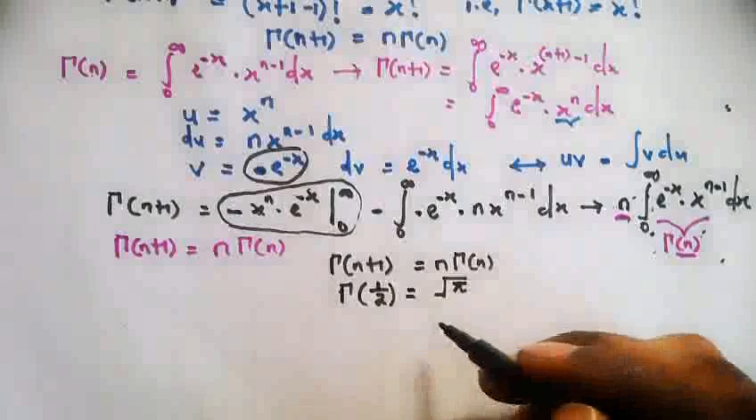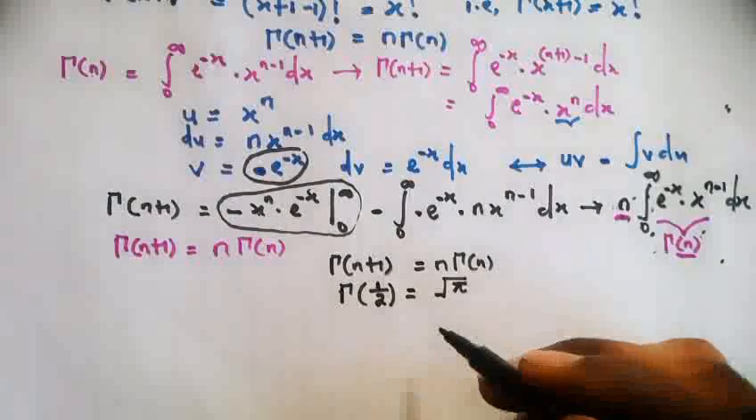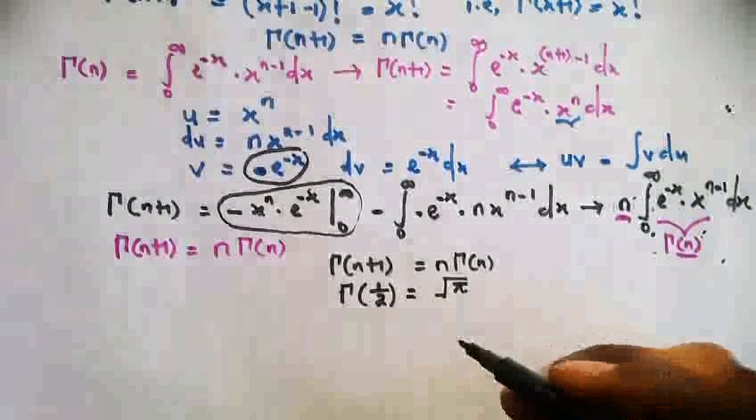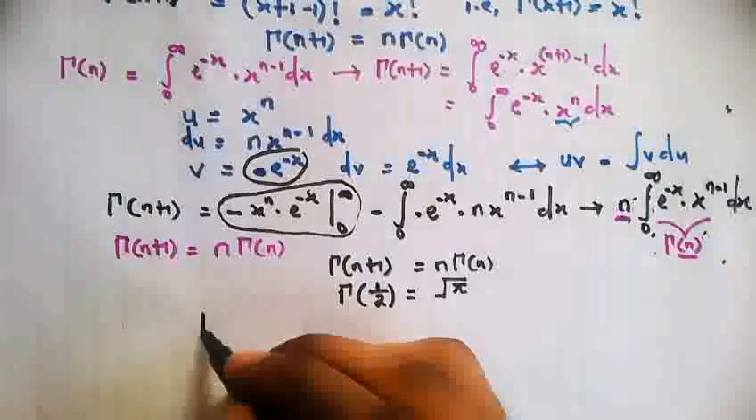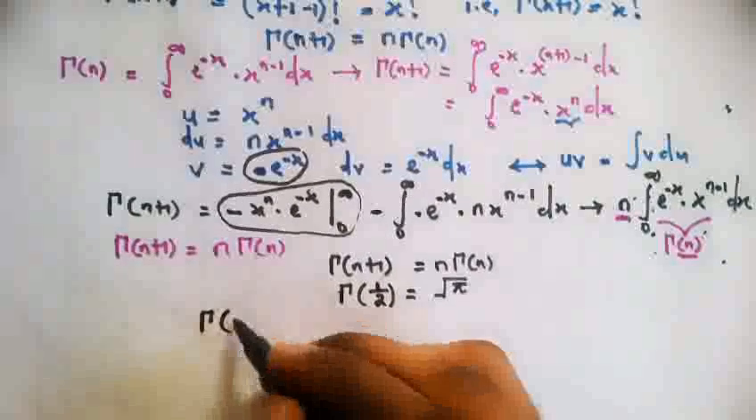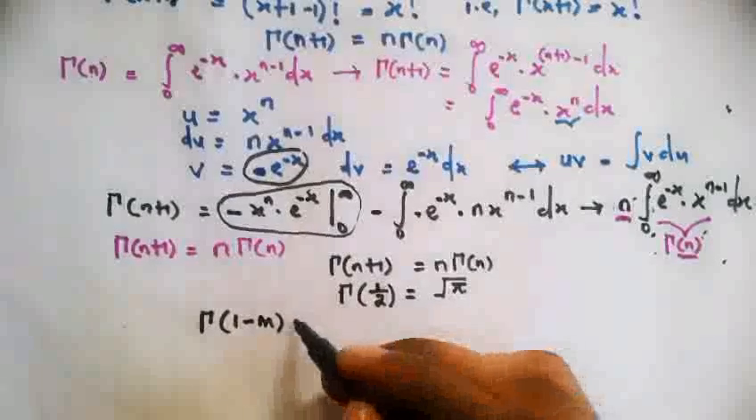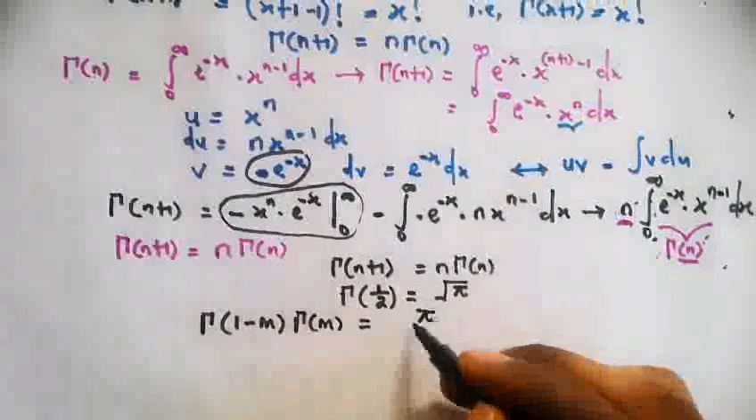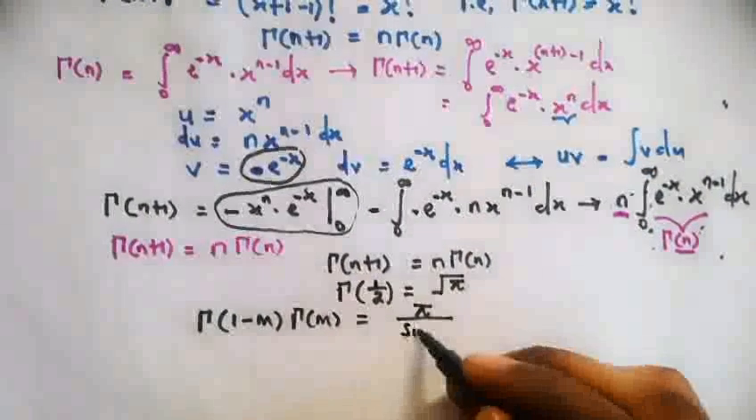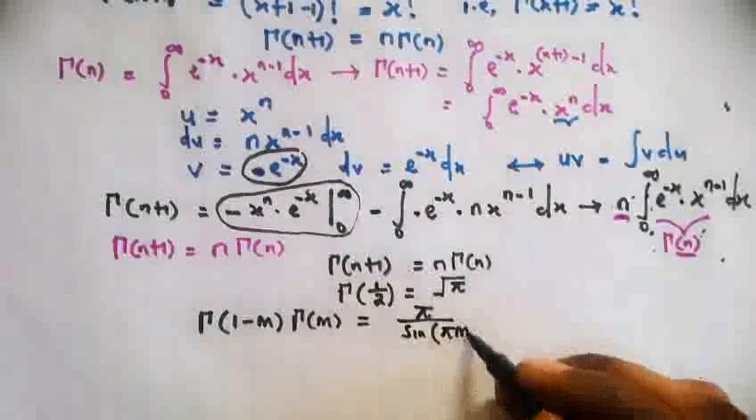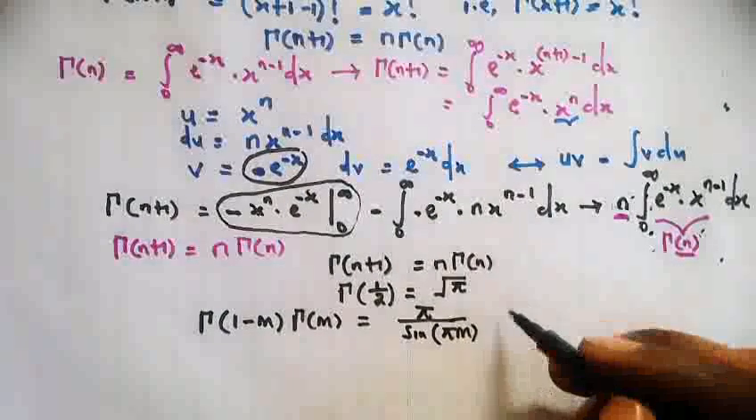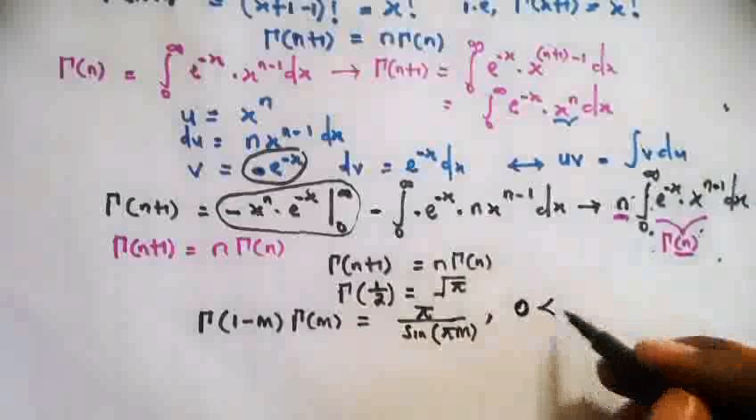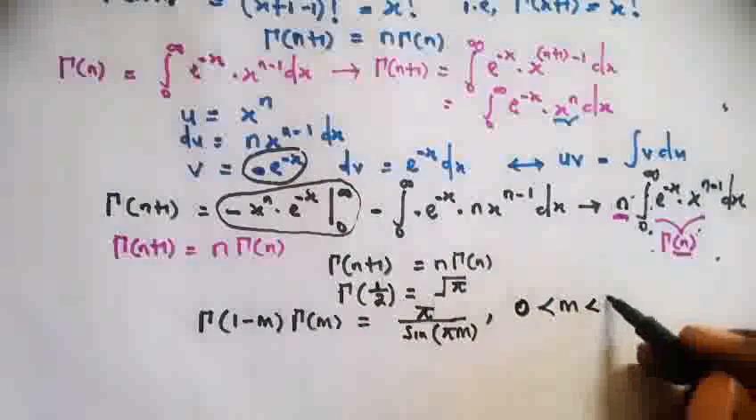Okay, now we have the Euler reflection property, Euler being one of the greatest mathematicians, which gives us the gamma of 1 minus m times the gamma of m is equal to pi over sine of pi m. Okay, and this exists when 0 is less than m and m is less than 1.